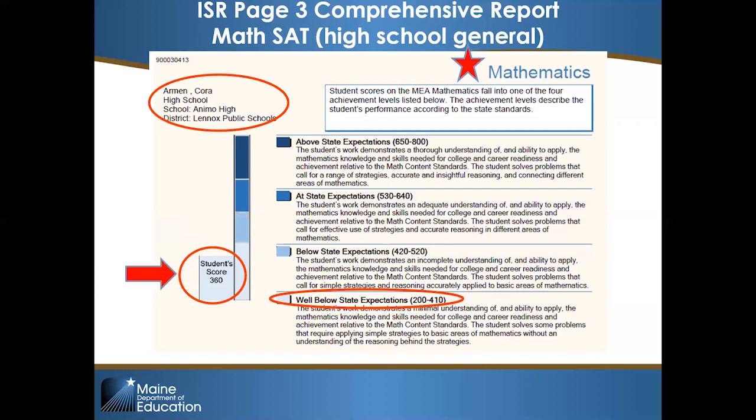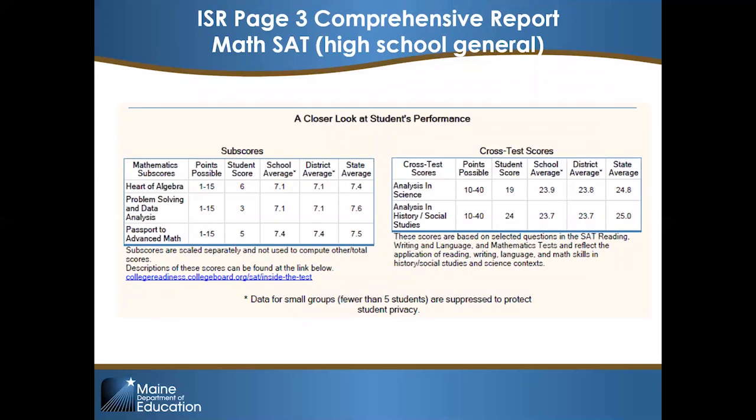The bar graph on the left is the corresponding color of well below state expectations, next to the thin bar showing the distribution of all statewide students in all 4 achievement levels. The bottom section of the SAT Math ISR shows a closer look at the student's performance. The 3 reported subscore categories for the high school SAT Math are heart of algebra, problem solving and data analysis, and passport to advanced math. For more information on subscores, please speak to your child's school and teacher.